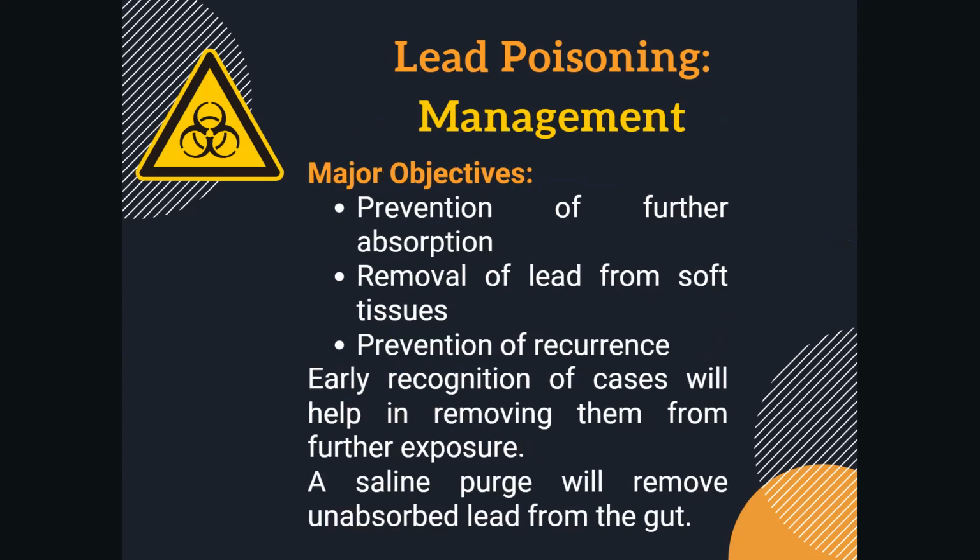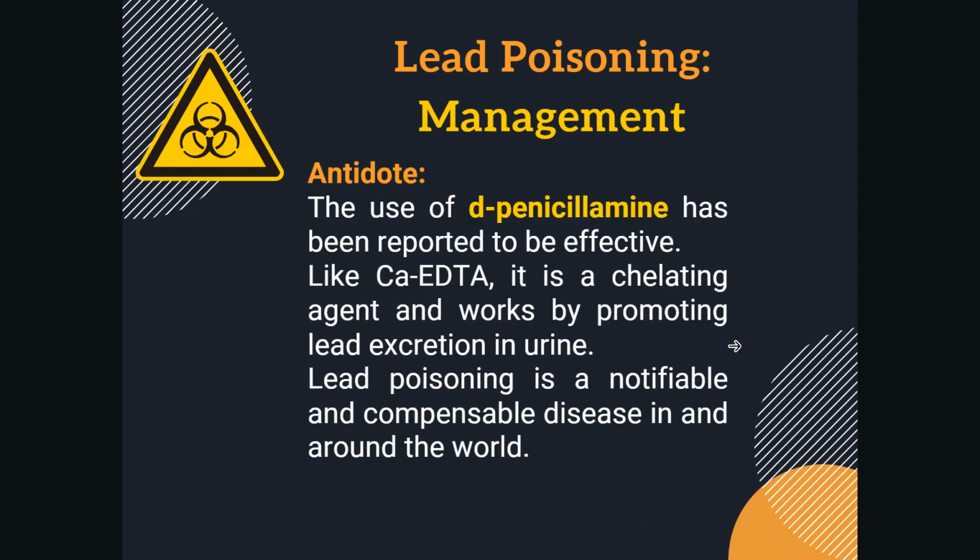Management. The major objectives of the management of lead poisoning include the prevention of further absorption of lead, the removal of lead from soft tissues, and prevention of recurrence. Early recognition of cases will help in removing them from further exposure. A saline purge will remove unabsorbed lead from the gut. Antidote. The use of D-penicillamine has been reported to be effective, like calcium EDTA. It is a chelating agent and works by promoting lead excretion in urine. Lead poisoning is a notifiable and compensable disease in and around the world.